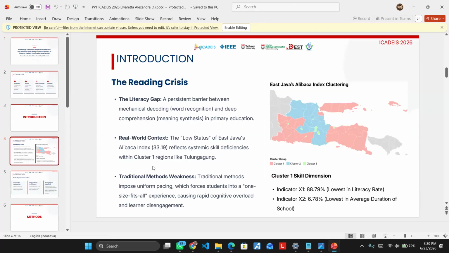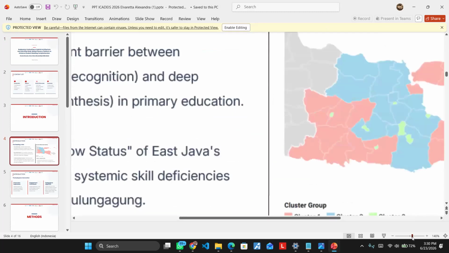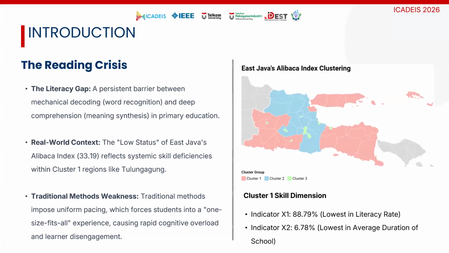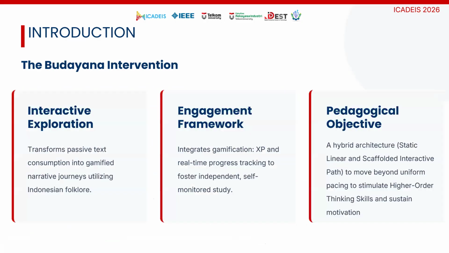The Boolean intervention. Boolean transforms passive consumption into gamified narrative journeys utilizing Indonesian folklore. The innovation framework for this is the integration of gamification using XP and real-time progress tracking to foster independent and self-monitored study. Our pedagogical objective is using a hybrid architecture containing static, linear, and scaffolded interactive paths to move beyond uniform pacing, stimulate higher-order thinking skills, and sustain motivation.